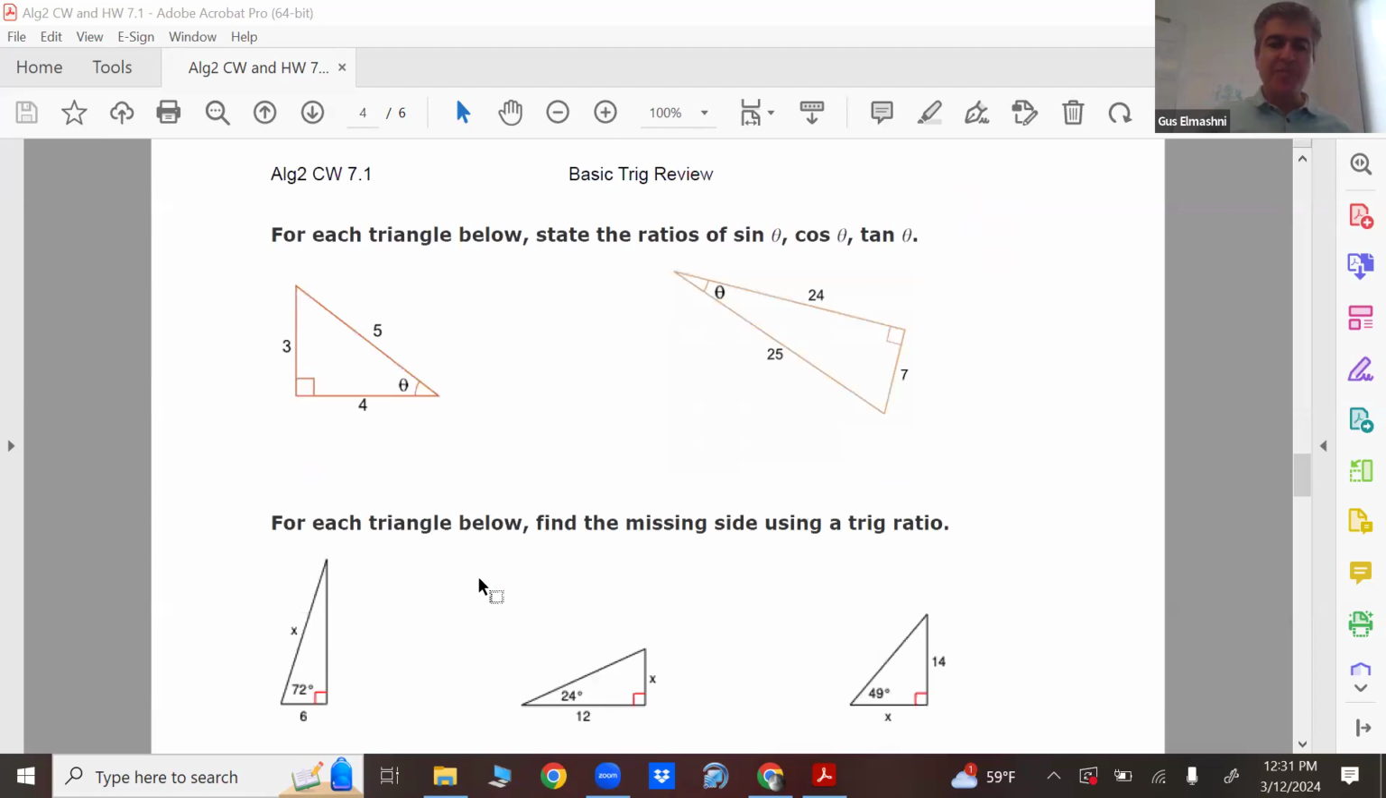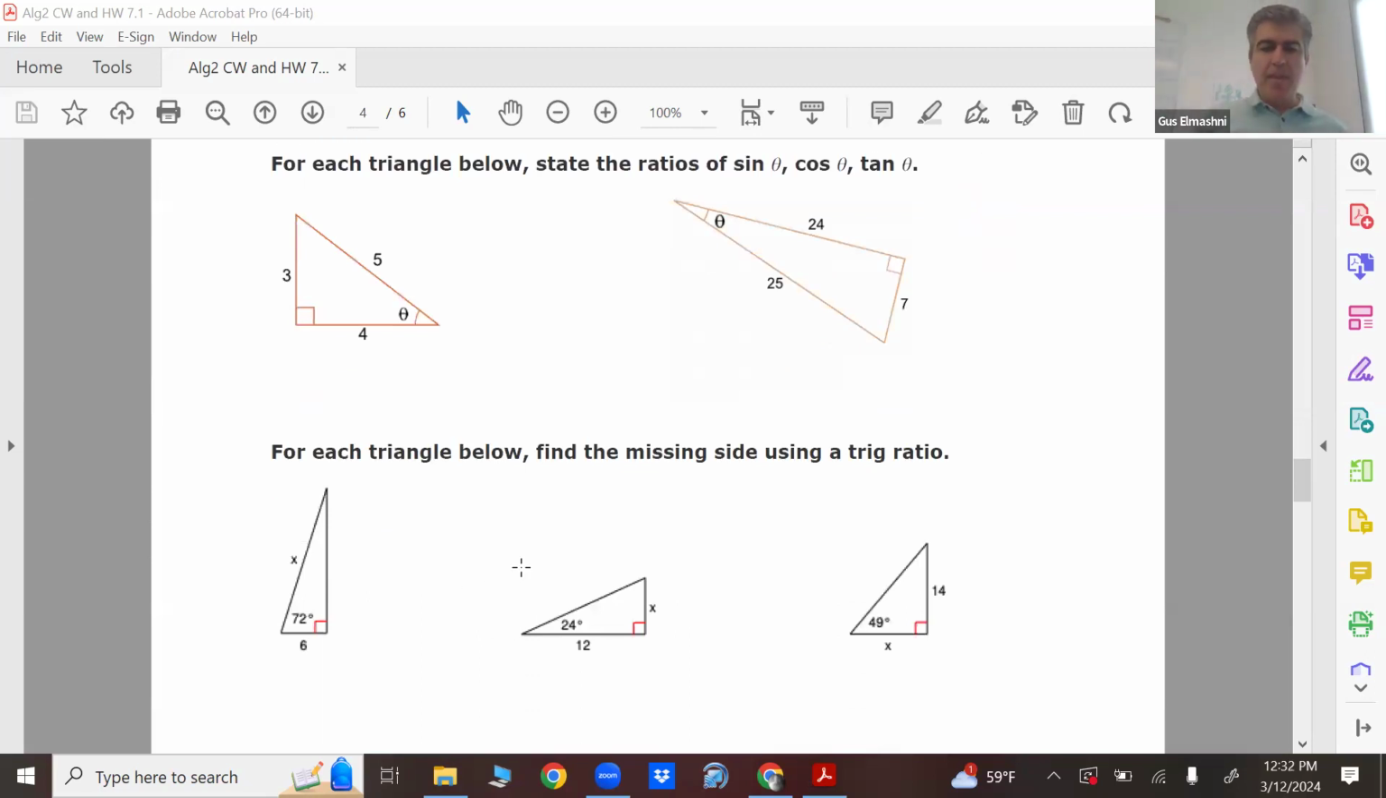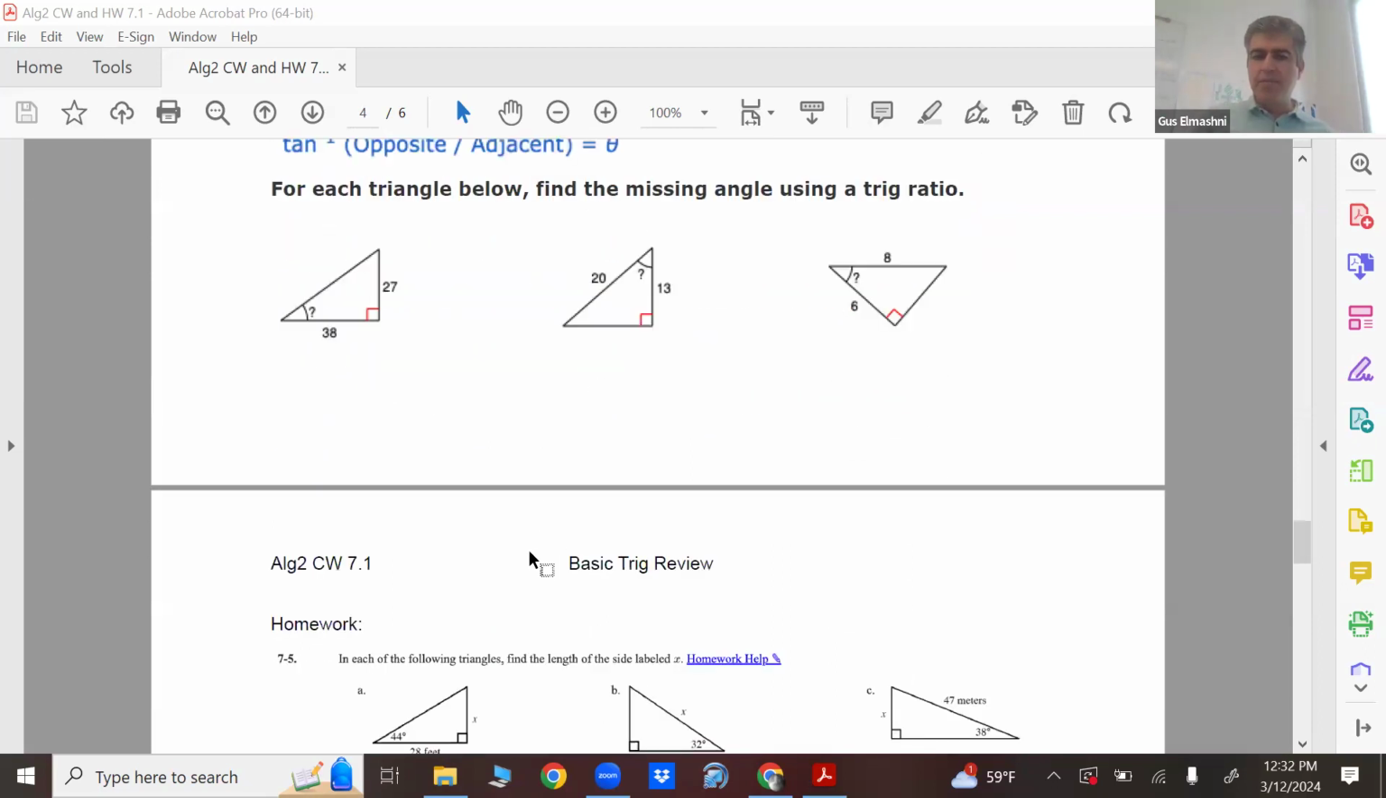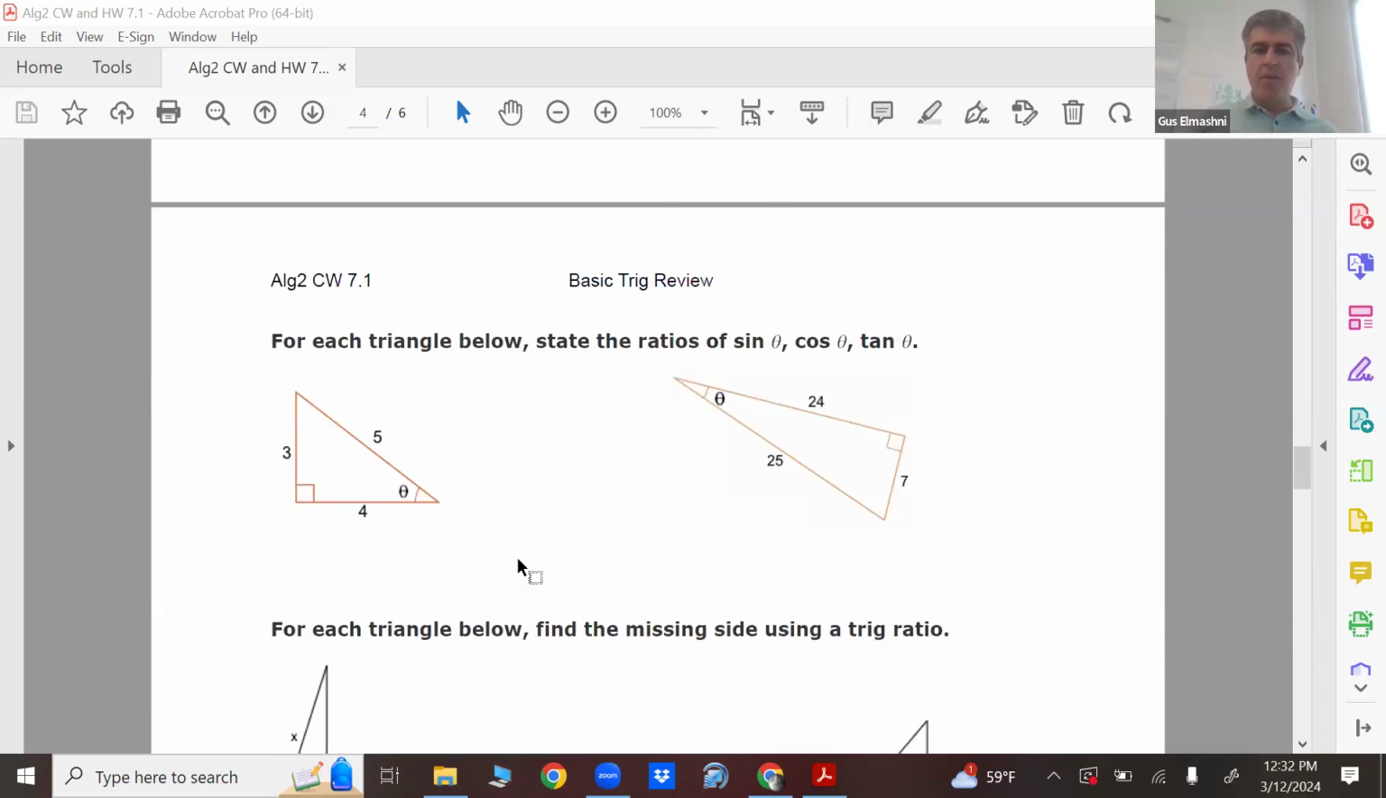There we go. Okay, so let's work some of these out. Let's state the sine, cosine, tangent of each of the triangles. Let's find the missing side using the calculator. We'll talk about inverse trig as well, and then we're done. Okay, so we're almost done, guys.